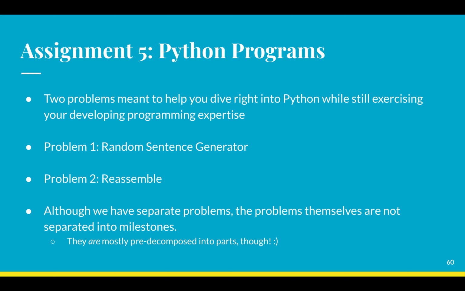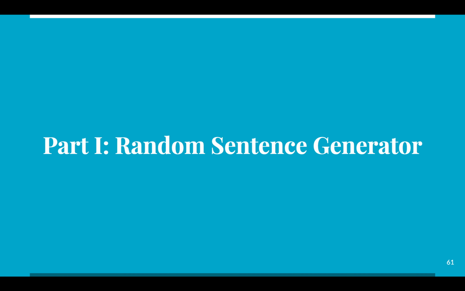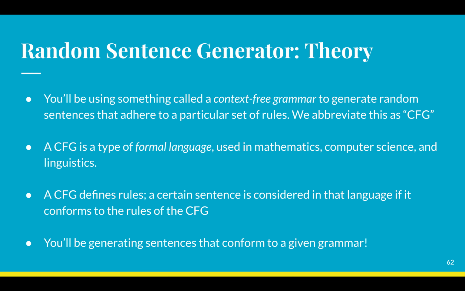Problem 1 and problem 2 both have a number of parts to them. As a result, decompose these various parts into different functions and think about how you're going to architect your program before you actually start writing code. That's the single biggest piece of advice I have here. If you follow it, it'll set you up for success, both with this assignment and in general when you're writing code. So let's talk about part 1, which is the random sentence generator.